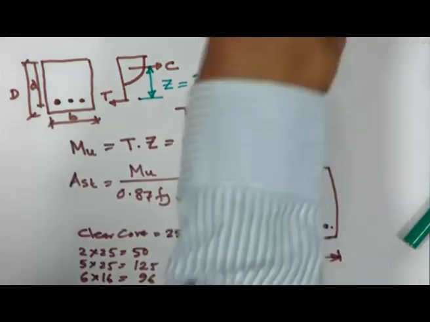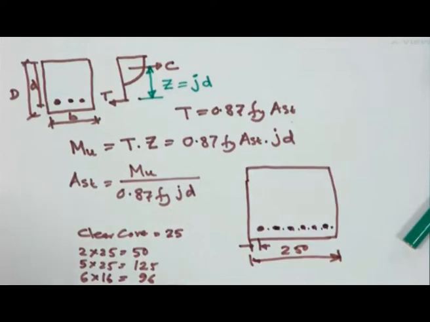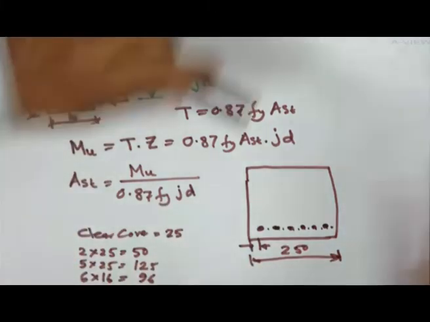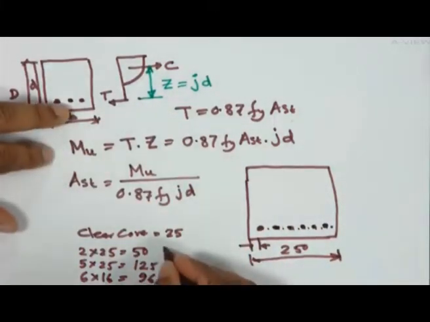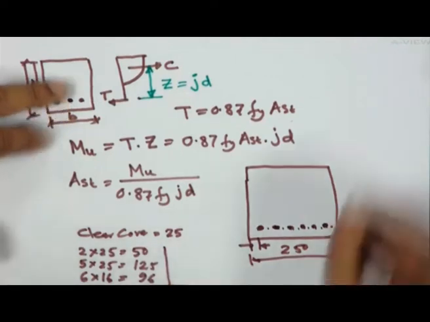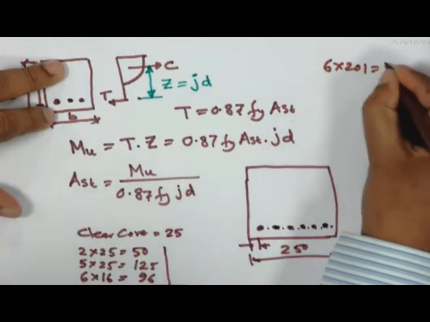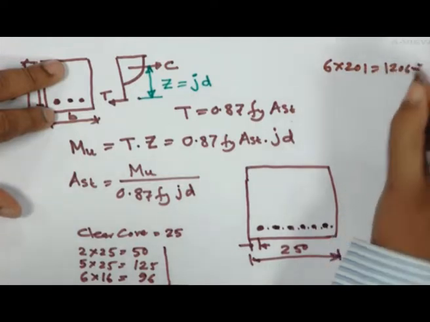Obviously not. So what is the alternative? How shall we solve this problem? Obviously one solution is that I can increase the width of the beam, maybe to 300 millimeter, and that way we can do it. Alternatively, let us try another option. Let us see how that option goes, because I can find that 6 into 201 equals 1206 millimeter square.